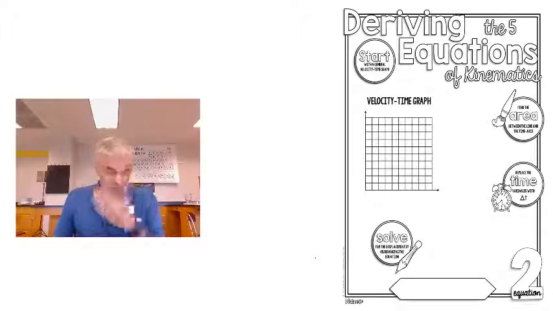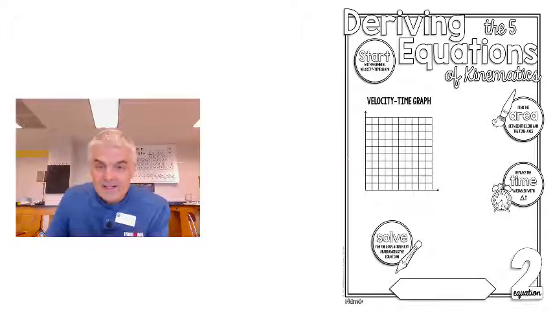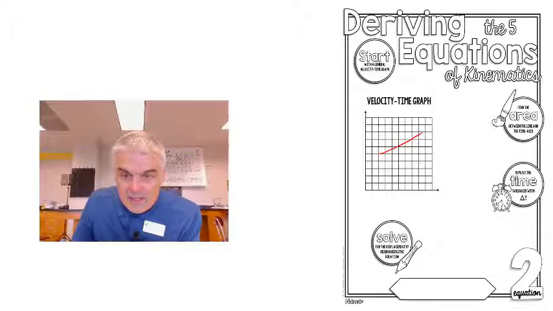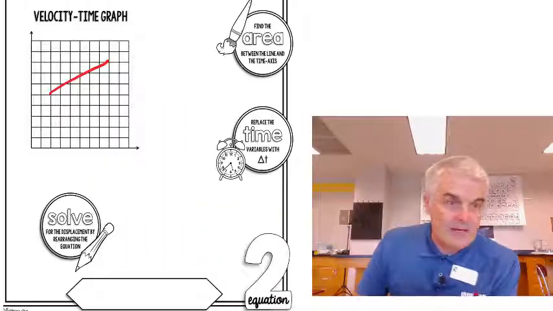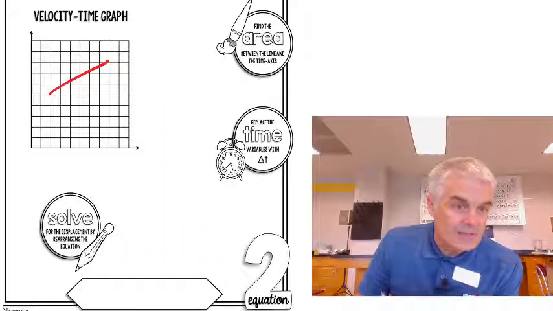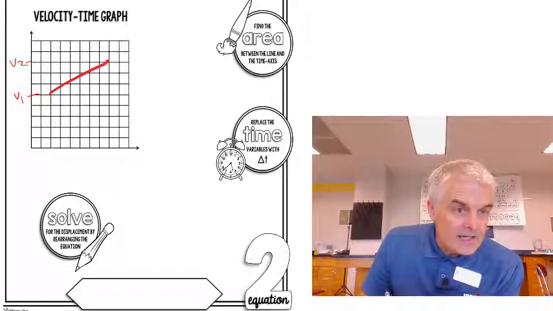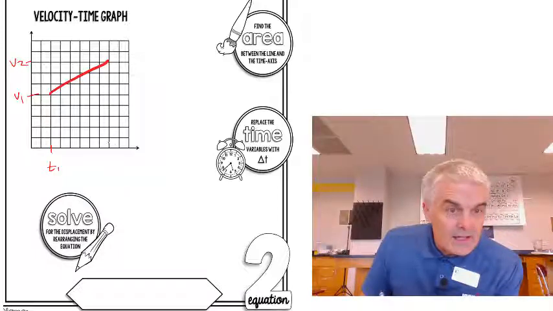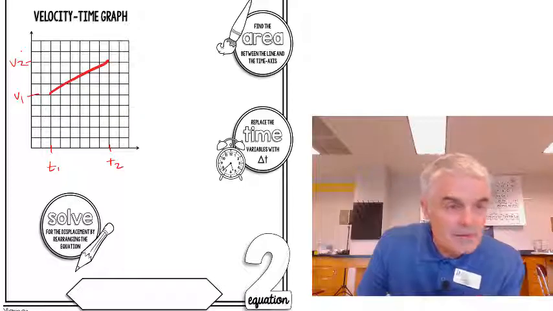Let's talk about how you would derive equation 2. Again, we're going to have sort of the same kind of a deal. We're going to have a graph. It comes back to the graph. So let's have a graph right here. But now what I'm going to do, so this is v1, and this is v2, and this is t1, and this is t2.